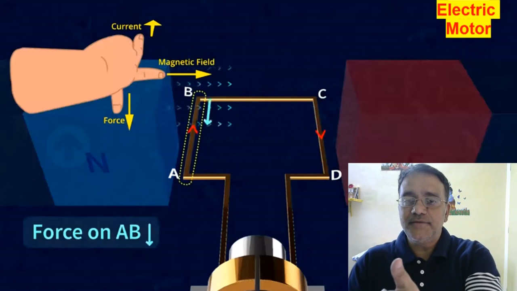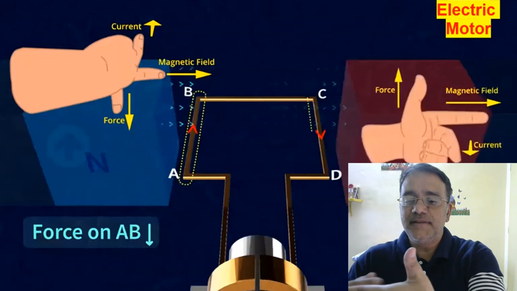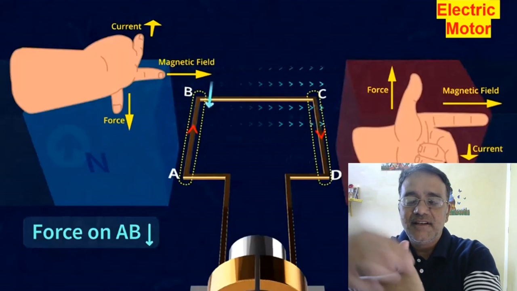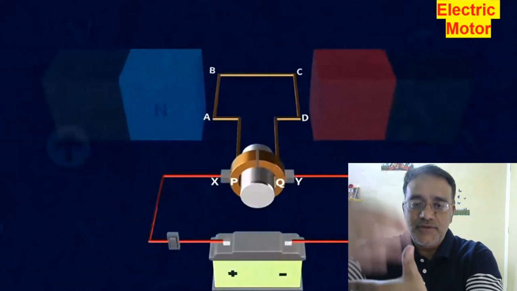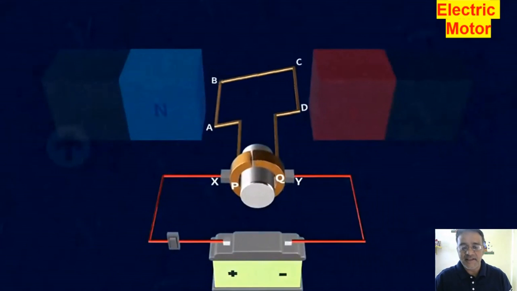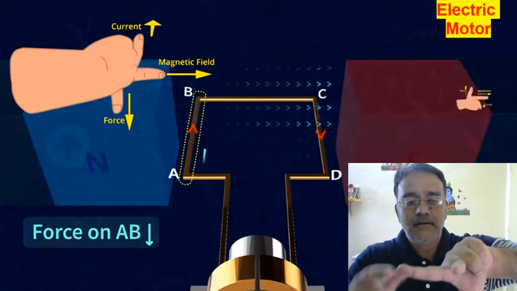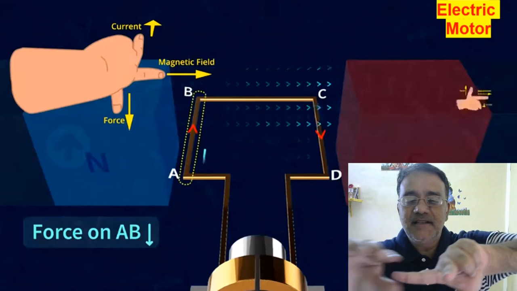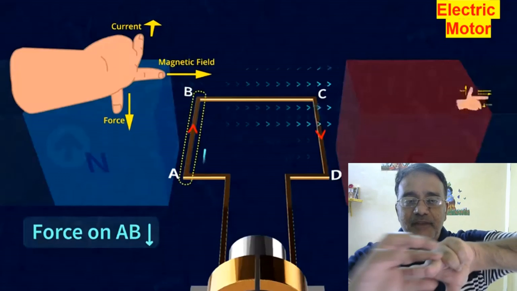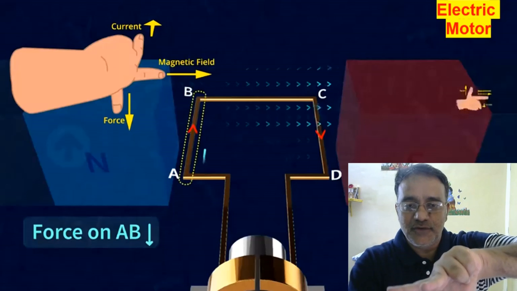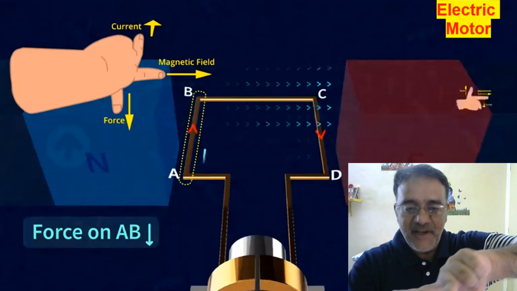And in case of CD, this is the direction of field, and this is the direction of current, and this is the direction of force. So CD will go upward. So it is clear. See, I repeat once again. This is the direction of field. This is the direction of current. So this is the direction of force. So this will come up on CD, so AB will go downward, right?